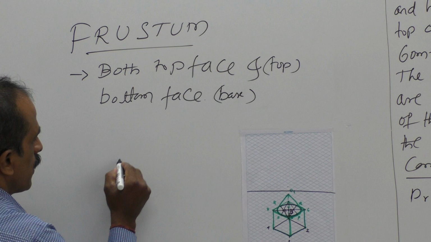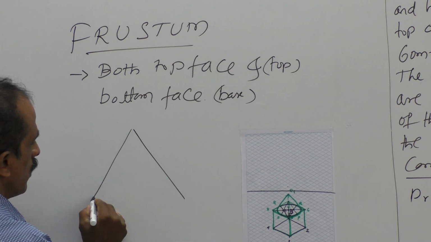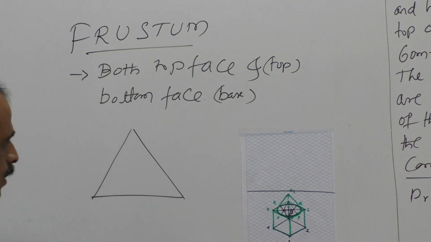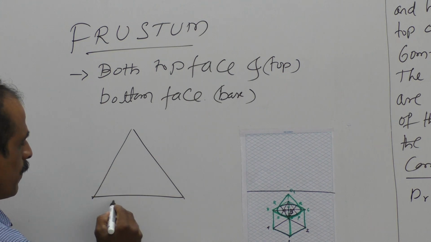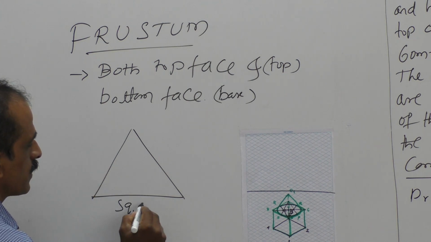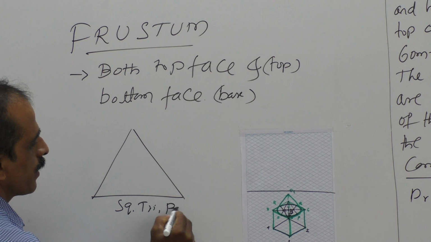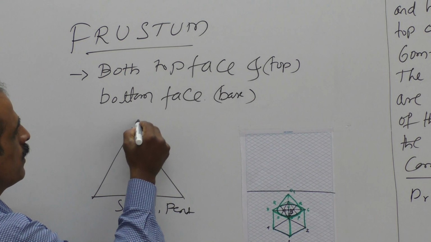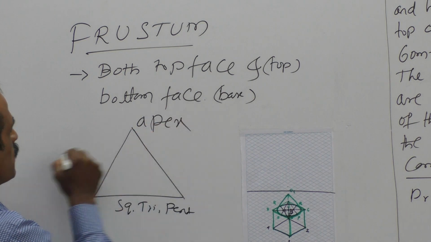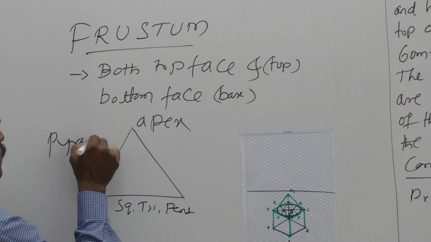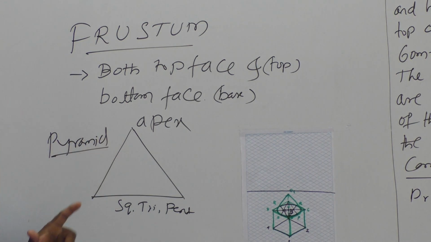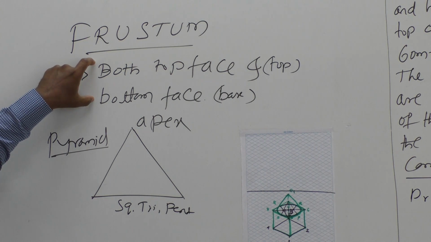For example, imagine it is a pyramid. If it is a pyramid, at the base, if it is a square, it is a square. If it is a triangle, it is a triangle. If it is a pentagon, it is a pentagon. Whereas here it is called an apex. So this is exactly a pyramid. Now frustum means these two faces are equal.